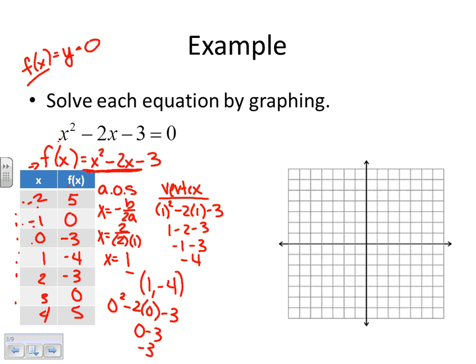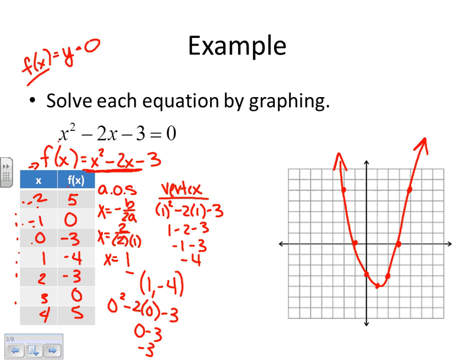So we come over to this graph over here, and we're going to plot these points. We've got negative 2, 5, negative 1, 0, 0, negative 3, 1, negative 4, 2, negative 3, 3, 0, and 4, 5. Okay, make a nice smooth parabola here.